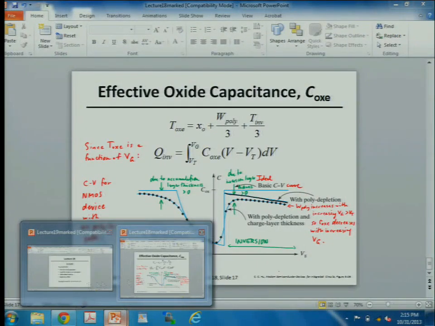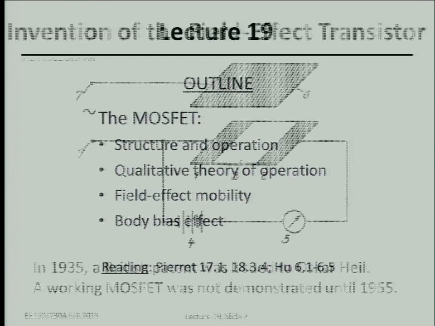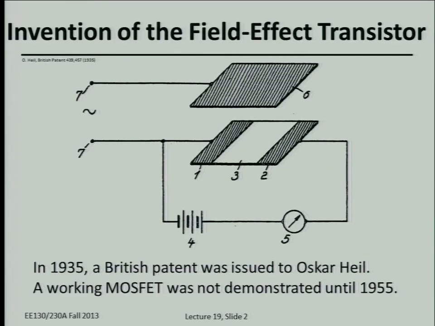Okay, so let's go to today's lecture slide. We're going to talk about the transistor at last, the MOS transistor, to be specific. Historically, the field effect transistor, the concept of a field effect as a means to implement a transistor, was invented well before the very first transistor was demonstrated in 1947. The very first transistor demonstrated was closer to a bipolar junction transistor. MOS transistors were not demonstrated until the 1950s.